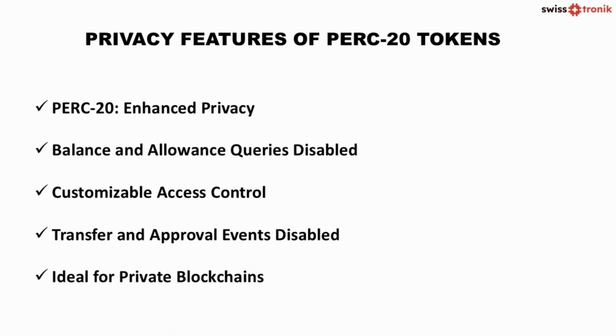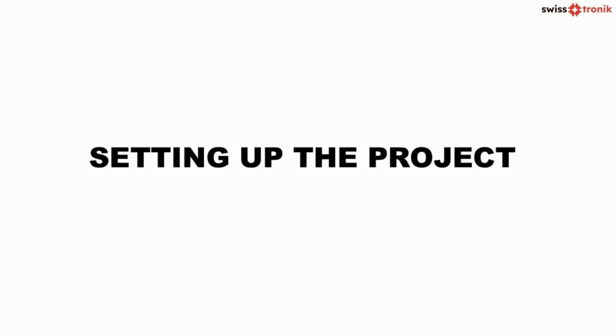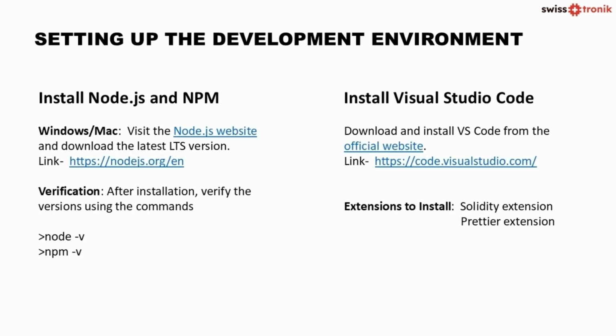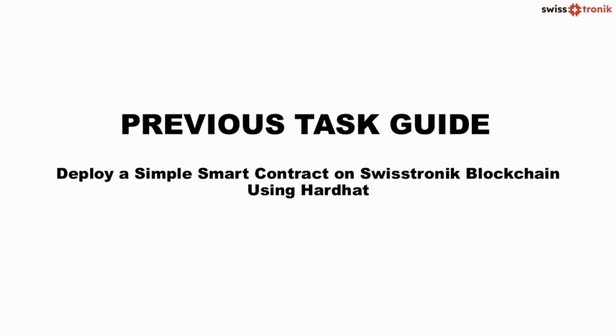So, let's get started. Part 1, setting up the project. Before moving on to this, if you haven't yet installed Visual Studio Code as the code editor, Node.js, and NPM, please watch our previous guide on how to deploy a simple smart contract on Swisstronik blockchain using Hardhat.